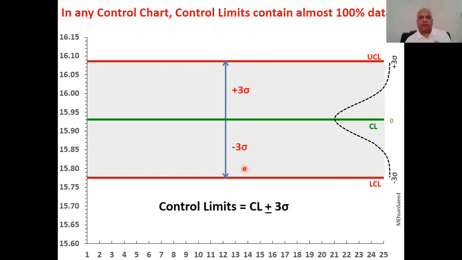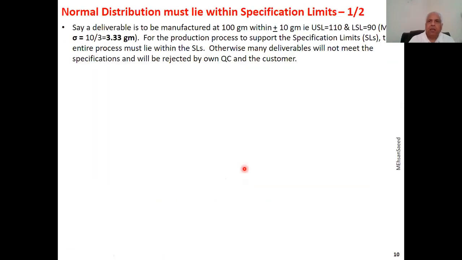Now let's discuss the previous concept of upper and lower specification limits and upper and lower control limits in the context of control charts. Let us say a deliverable is being created and it has to have a weight of 100 grams with a tolerance, or within limits, of plus minus 10 grams. So these are the specification limits. Upper specification limit would be 110, lower specification limit would be 90.